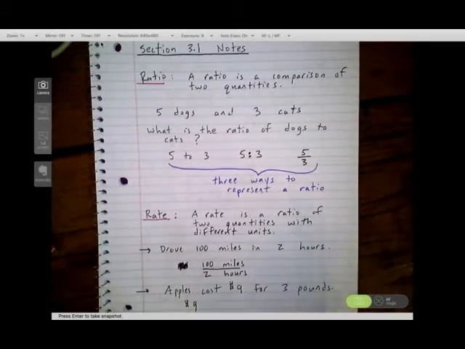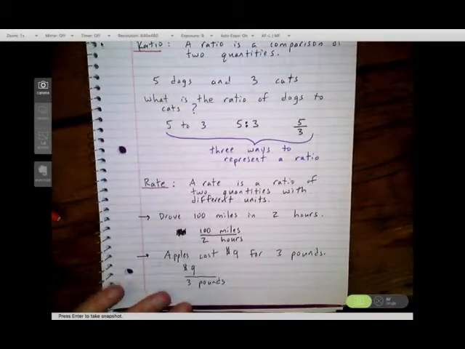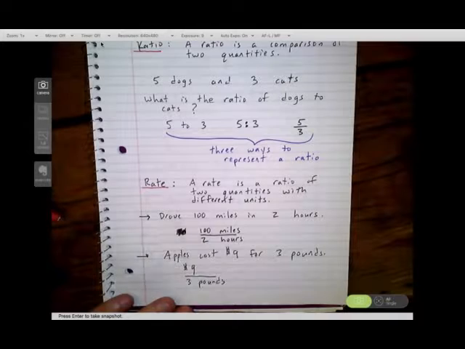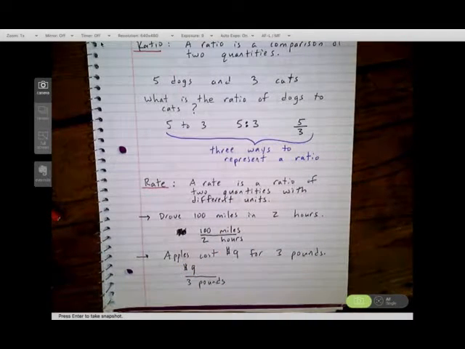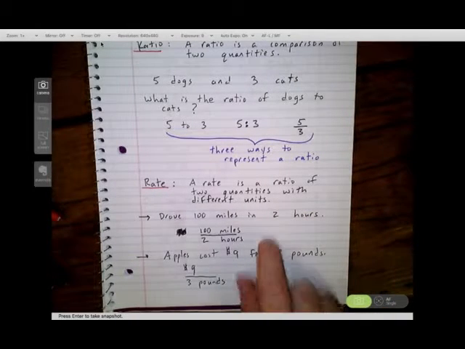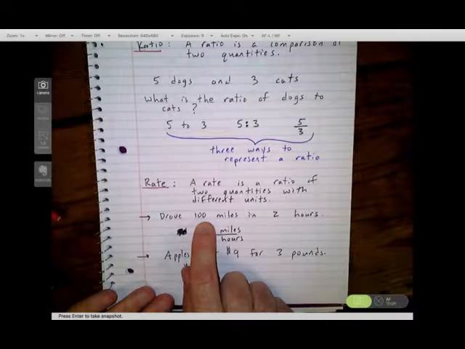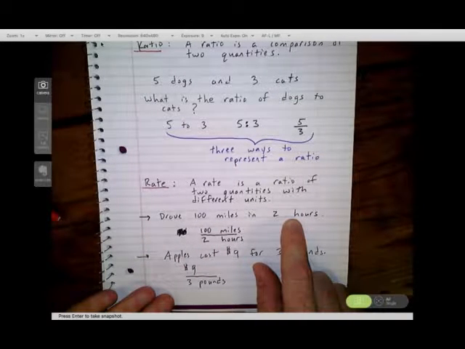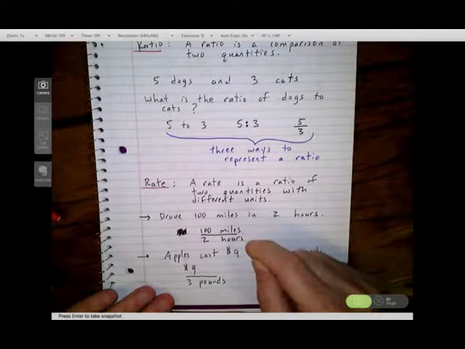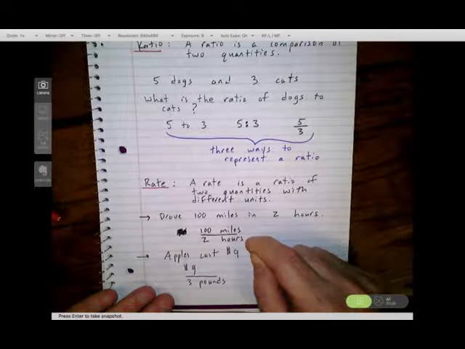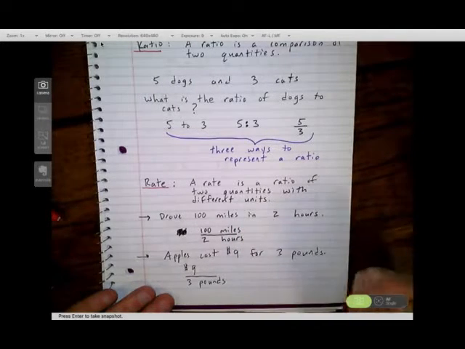Okay, a special kind of ratio is a rate, similar word there, rate. So a rate is a ratio of two quantities, with two different units. And you see these all the time. So for example, when we talk about driving and speed, if you drove 100 miles in 2 hours, then the rate would be 100 miles in 2 hours. So see, the units are different here. Here we have miles, here we have hours.